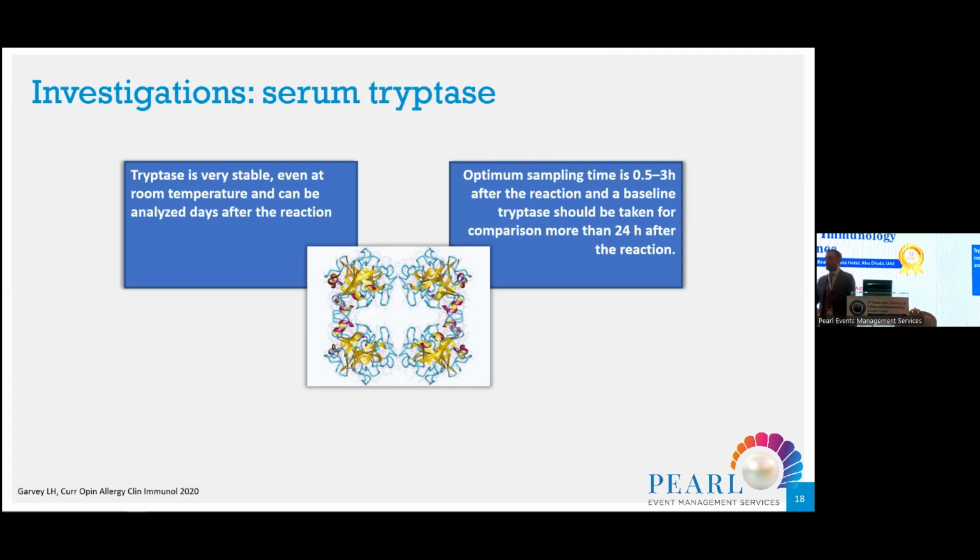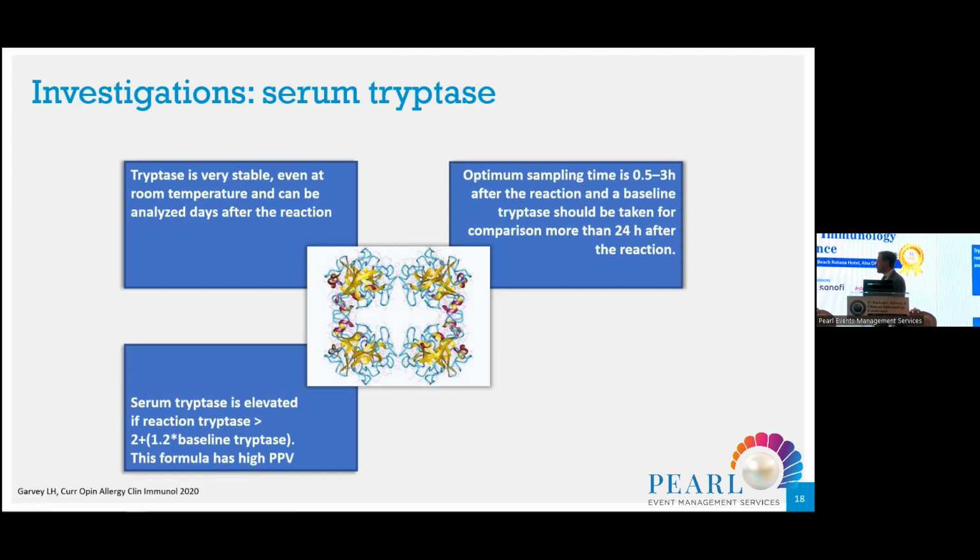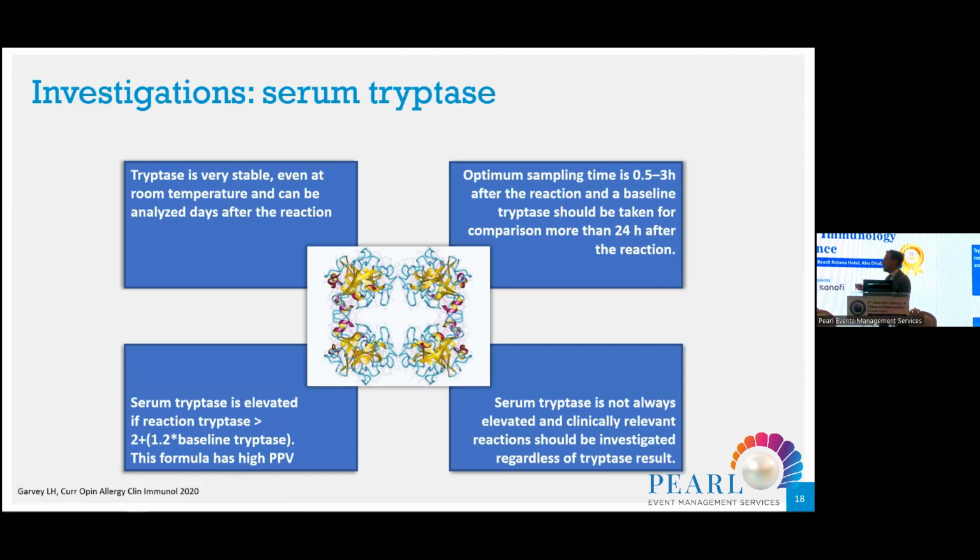after which, if there is no more release, the level of tryptase tends to decrease pretty fast. And it should always be compared to a baseline tryptase level drawn at least 24 hours after the reaction. This is the formula. We already saw this. It increases the positive predictive value, applying this instead of using the upper level of normality, which is 11.4 nanogram per ml. And it's not always elevated, so it cannot be used to rule out perioperative hypersensitivity if normal.